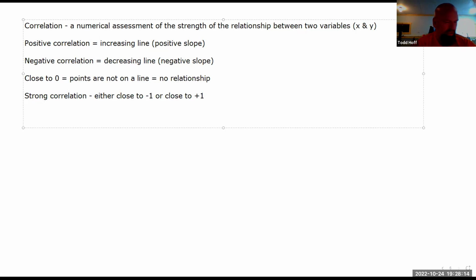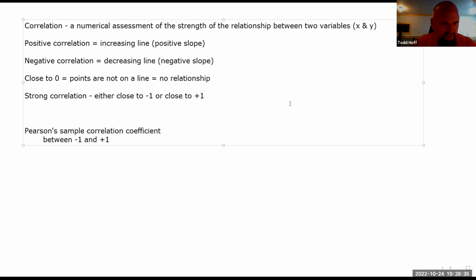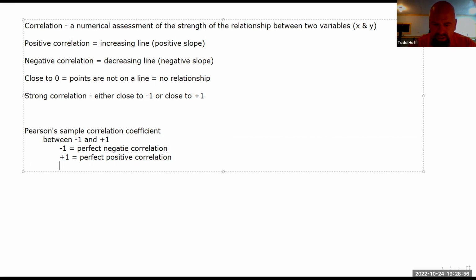So the most common correlation is something called the Pearson correlation coefficient. And actually this textbook calls it the Pearson sample correlation coefficient. It is between -1 and +1, where -1 equals a perfect negative correlation. A +1 is a perfect positive correlation. And of course, 0 is no correlation, no relationship at all. Or at least no numerical relationship between those variables at all.